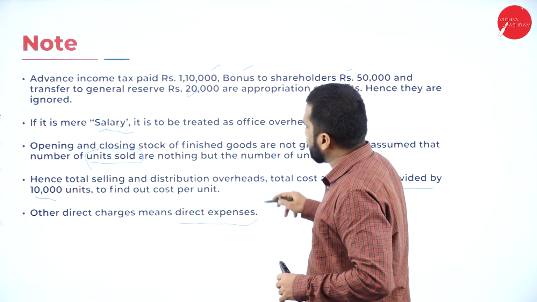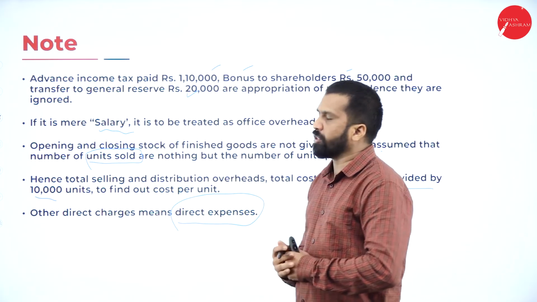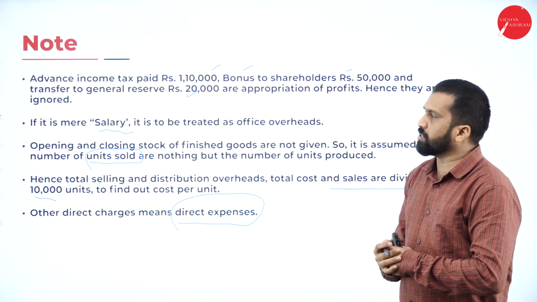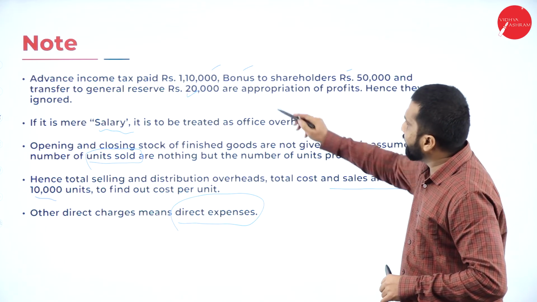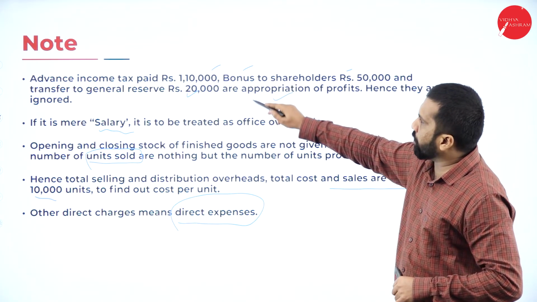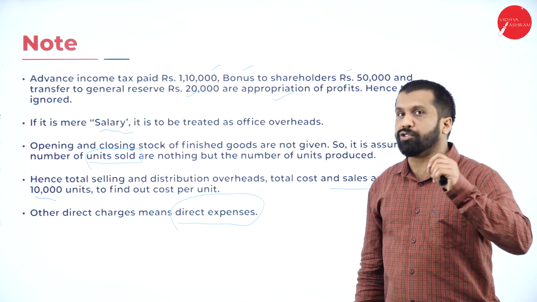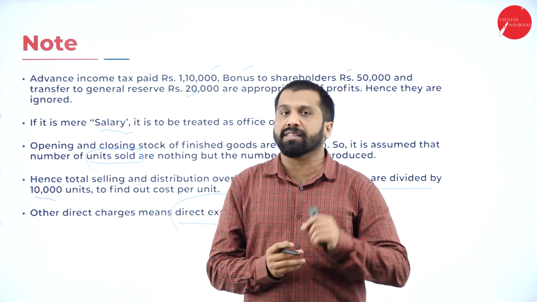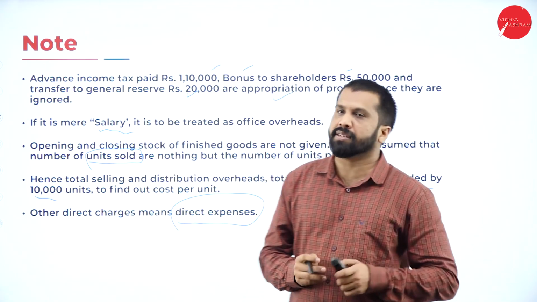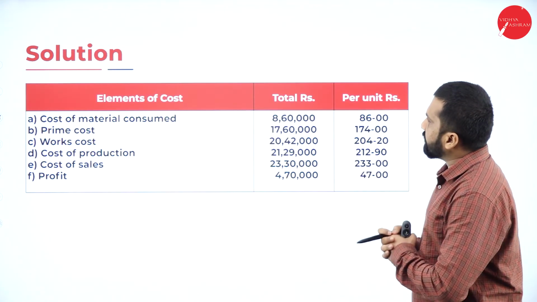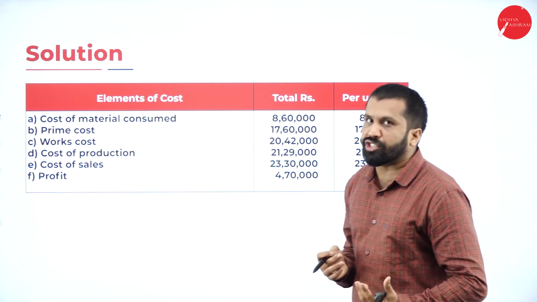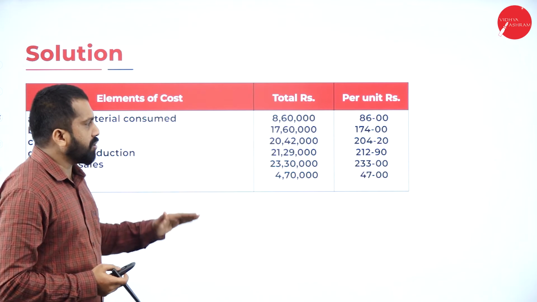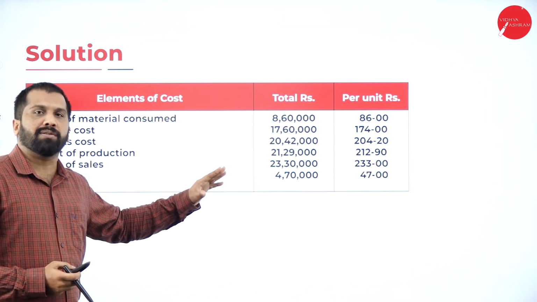Other direct charges means direct expense. These are the additional notes. Clear? Now, in the examination, these notes are required. Why have you not taken these numbers? For that, you have to show that these are financial in nature, so we don't consider them under the cost sheet. For that, the note is compulsory. So, what is this? This is nothing but a gist. Gist in the sense of summary. So, whatever you have done so far, for that, we have given you a summary.